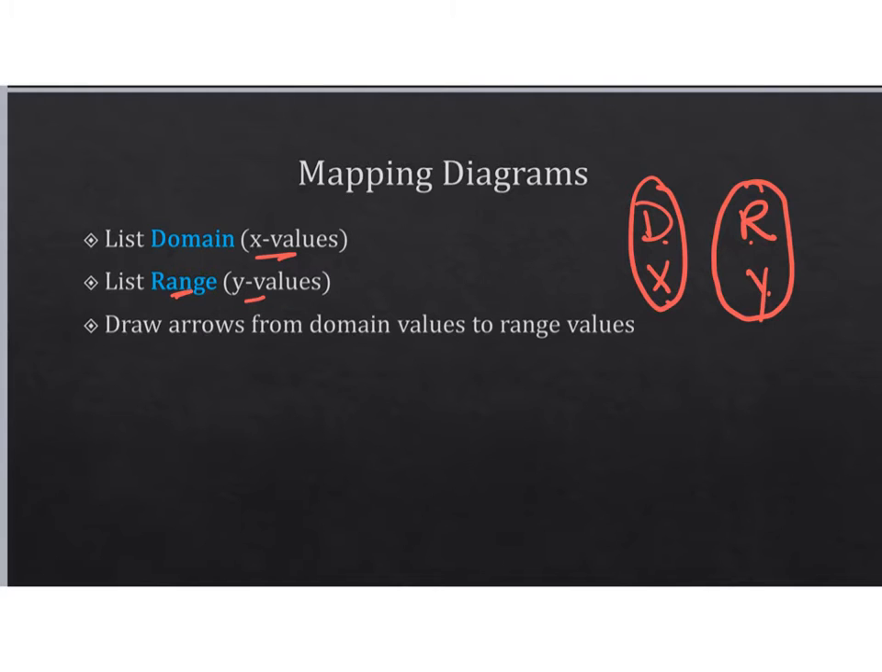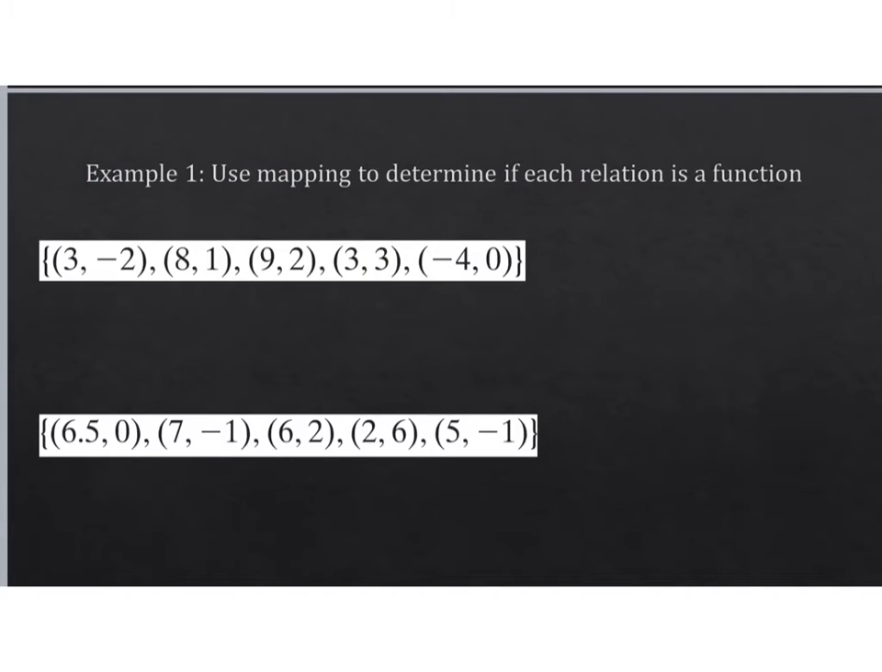To create a mapping diagram, this is going to help us see how many y values there are for every x value. We're going to use what we call a mapping diagram, and this just draws arrows from the domain values to our range values. So let's look at an example. Example 1 says, use mapping to determine if each relation is a function.